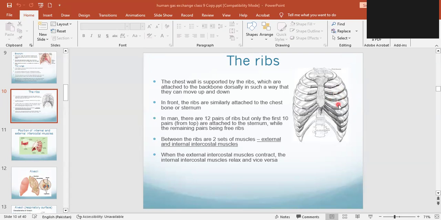These intercostal muscles are antagonistic muscles. Antagonistic means there are two muscles working at the same time, but in the opposite direction. One contracts, the other relaxes. Okay? These muscles actually are very much helpful during breathing.